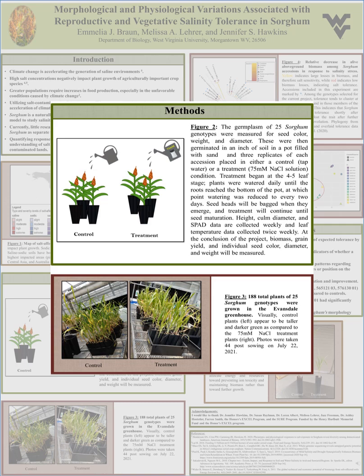These were divided into either a control group, which is watered with tap water, or a treatment group, which is watered with 75 millimolar NaCl solution. A variety of vegetative measurements are being measured throughout, including the height, the cone diameter, leaf chlorophyll, and leaf temperature.